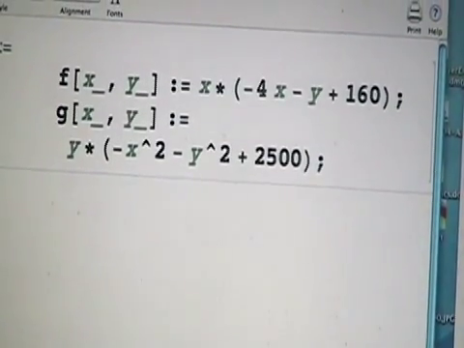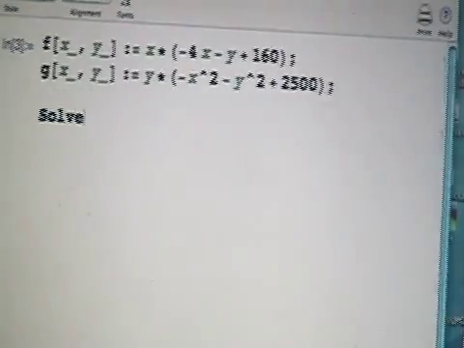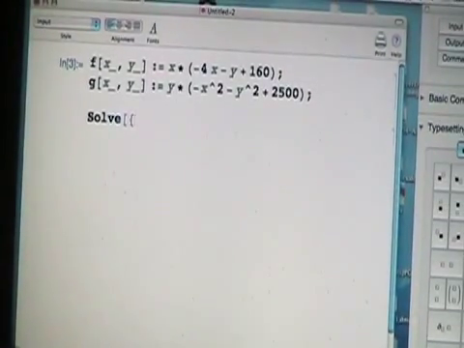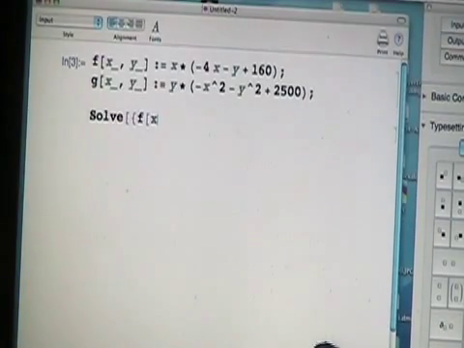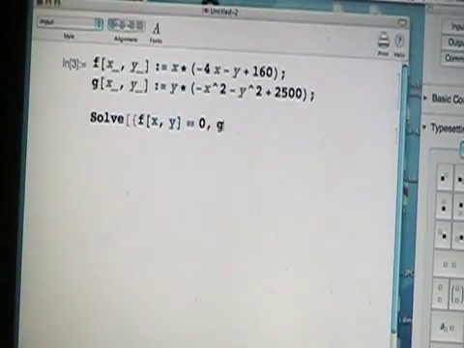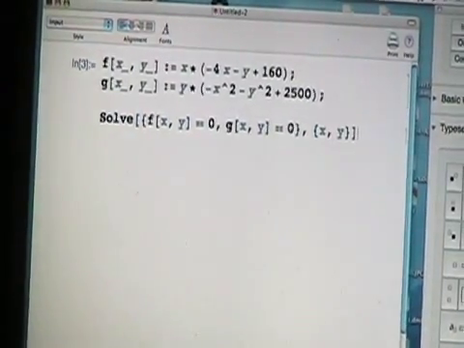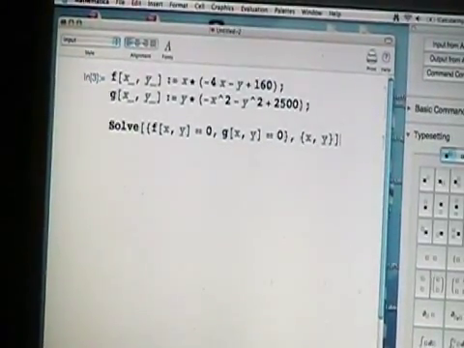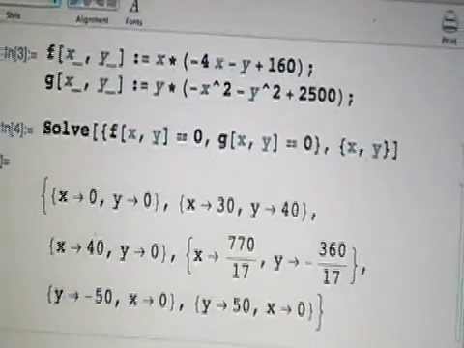Now again, you certainly should be able to do it by hand, but as long as we've got Mathematica up, I'll go ahead and find the equilibria with Mathematica. So I'll solve this system of equations. Set the right-hand sides equal to 0 and solve for x and y. All right, can you see that? We get a bunch of answers. Look at that.